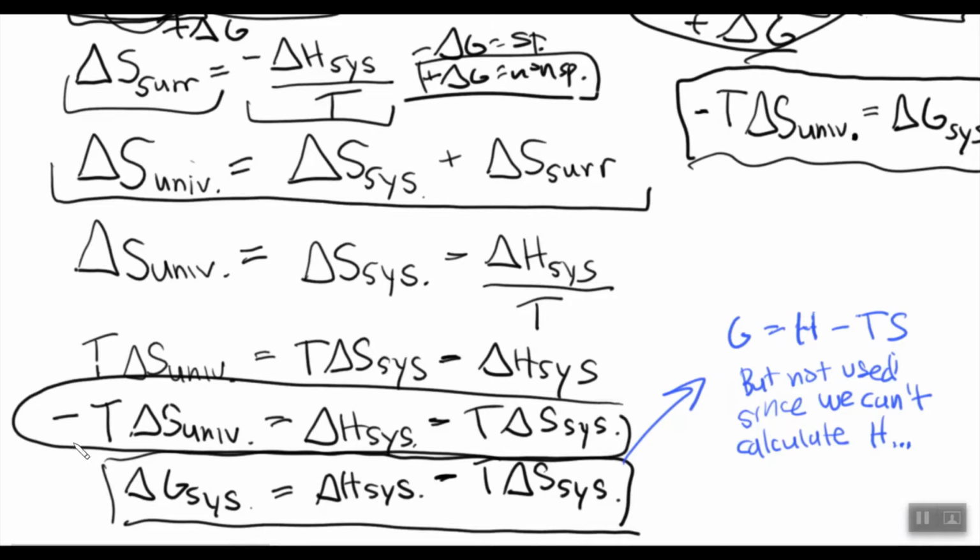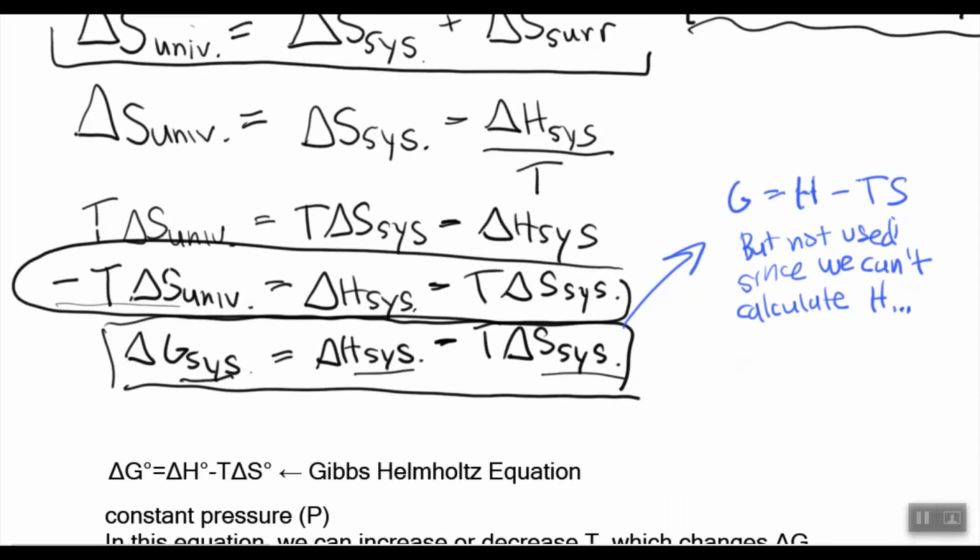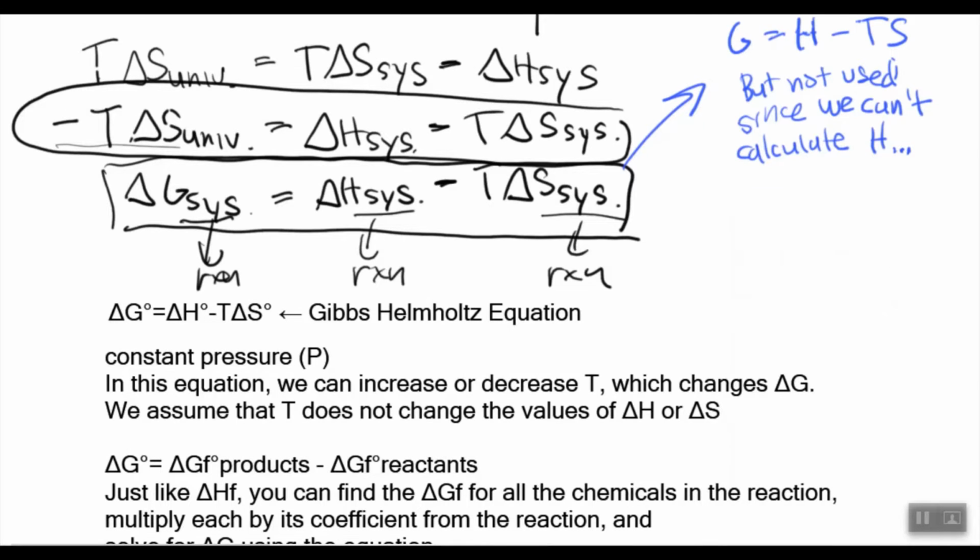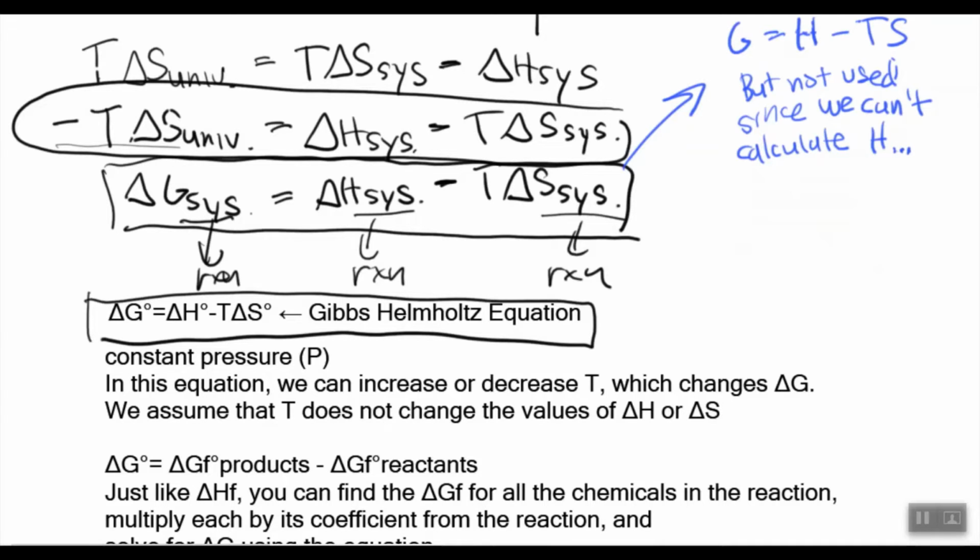So substituting negative T delta S of the universe, we get that the delta G of the system is equal to the delta H of the system minus T delta S of the system. Notice how everything is in terms of system, and in almost all cases in chemistry, system refers to reaction. So let's just change system to reaction. So the delta G of a reaction is the delta H of a reaction minus T delta S of a reaction. So this equation is known as the Gibbs-Helmholtz equation. And this happens at a constant pressure.